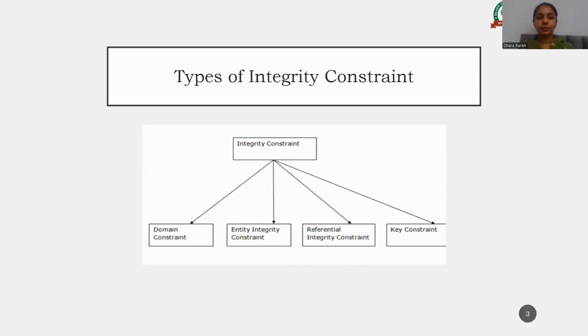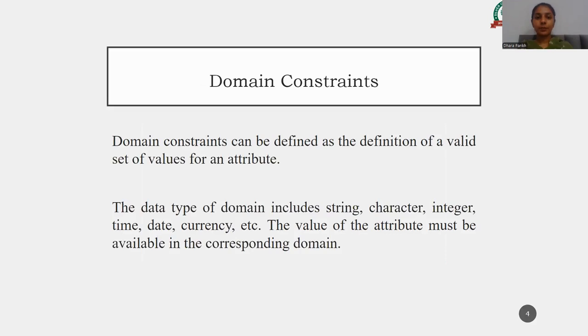Okay, the next topic is the types of integrity constraints. There are four types of integrity constraints. First is the domain constraint, second is the entity integrity constraint, third is the referential integrity constraint, and the last one is the key constraint. We have to learn these four one by one in detail. So the first one is the domain constraint.